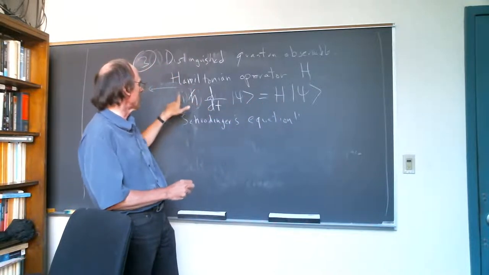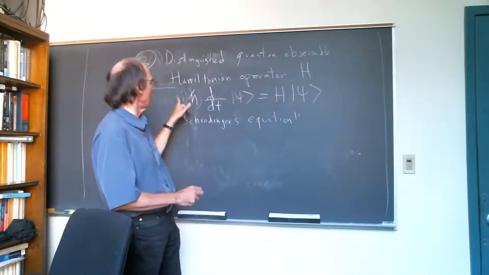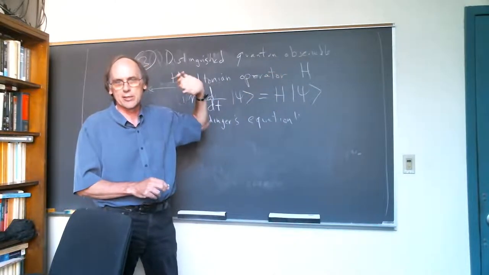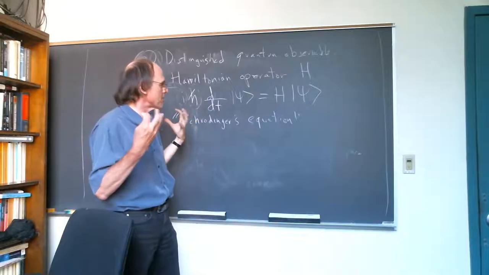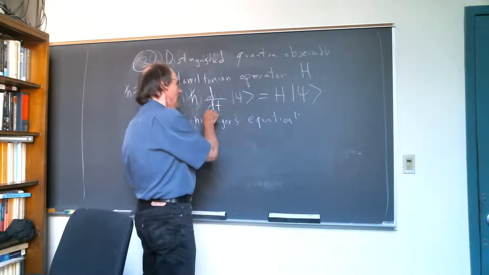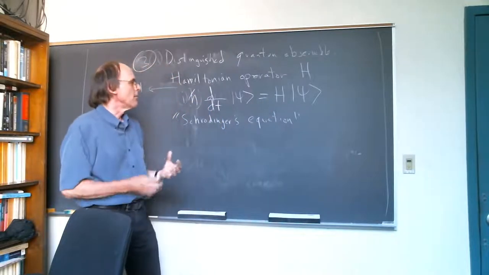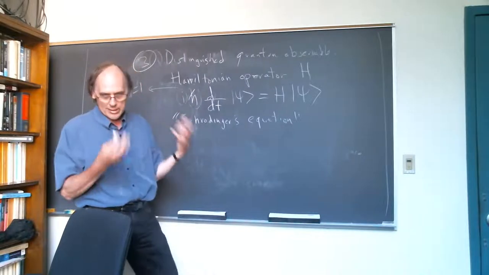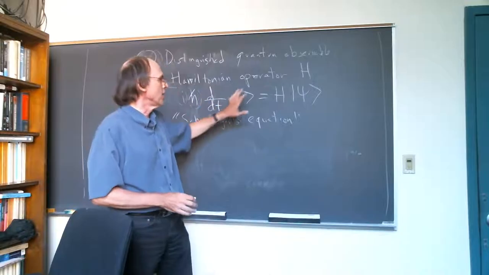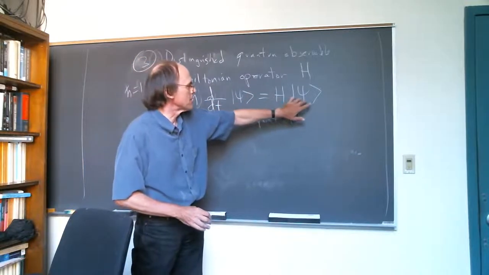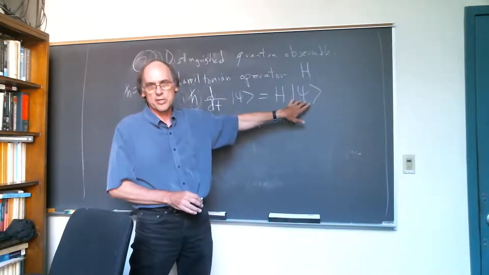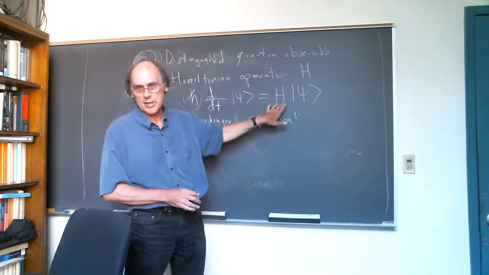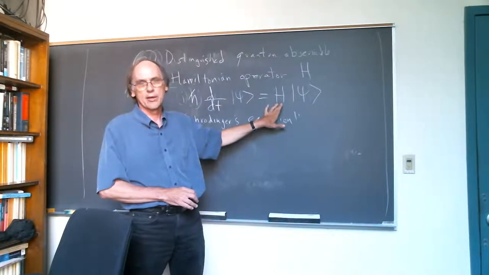We could have also made this equation, put the i over here, and talked about minus i h instead of h. But you're right. In some abstract sense, h is just the time differentiation operator. The point is, if you're actually going to write down a model and do something with this, you need a specific realization of what your states are, and you need a specific realization of what h is going to be.